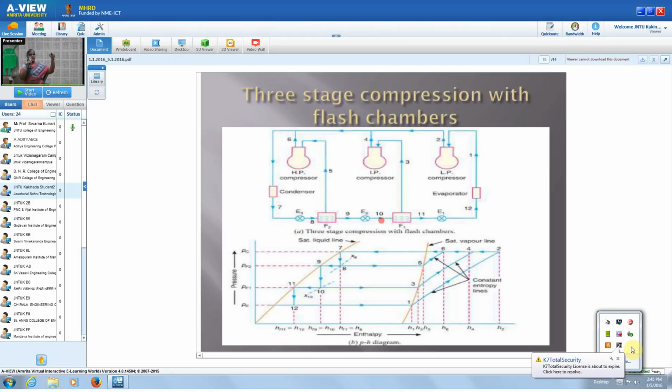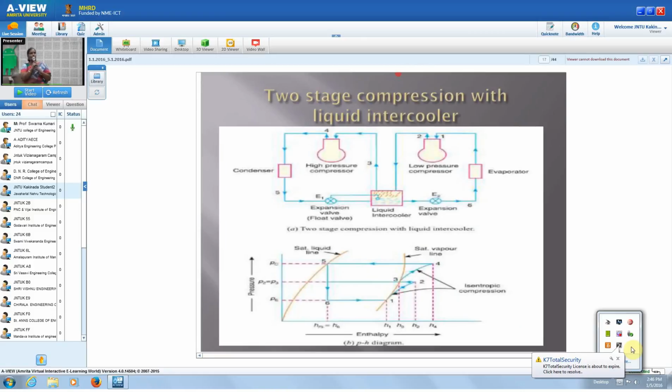Again, 9 to 10 is expansion in the other expansion valve, and 11 to 12 is expansion in the other expansion valve. So with this we can say that the expansion process is very near to the liquid line. Whereas in the previous diagram, there is only a single expansion valve. From 5 to 6 the whole expansion takes place in a single expansion valve. So that's why this expansion line is not near to the liquid line.